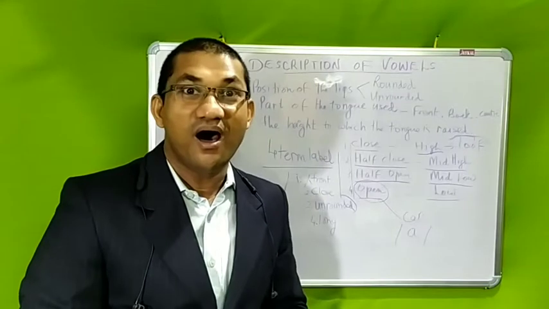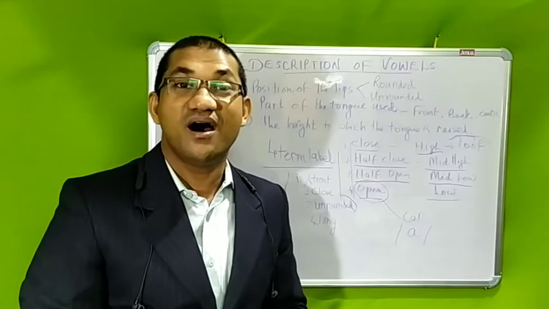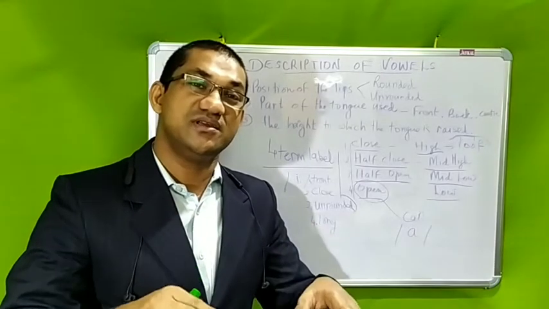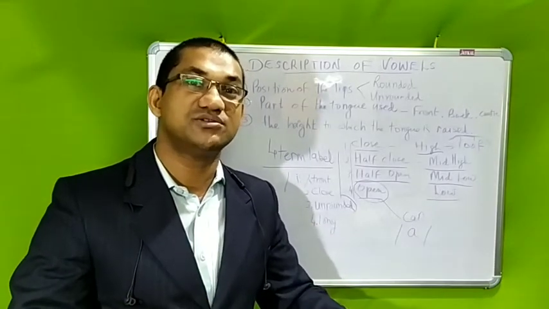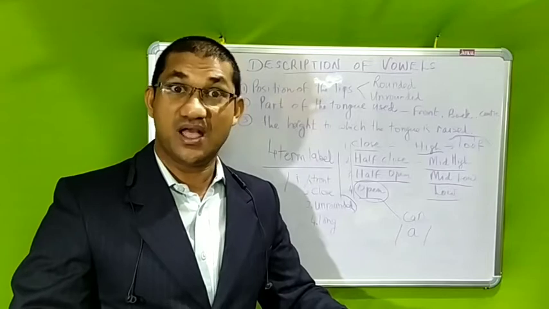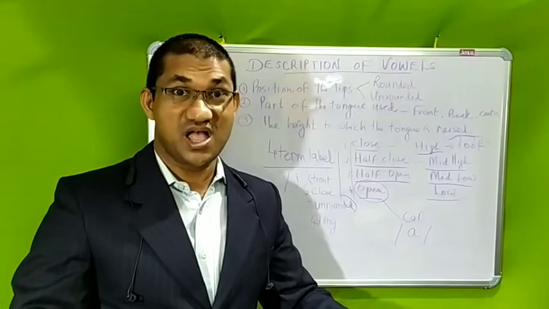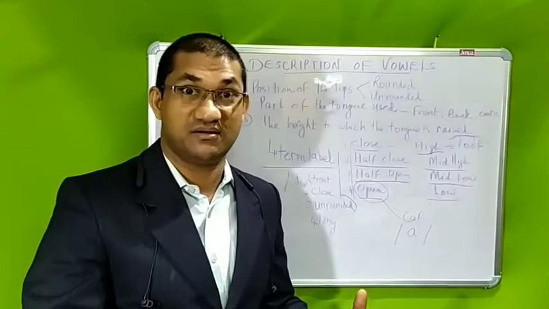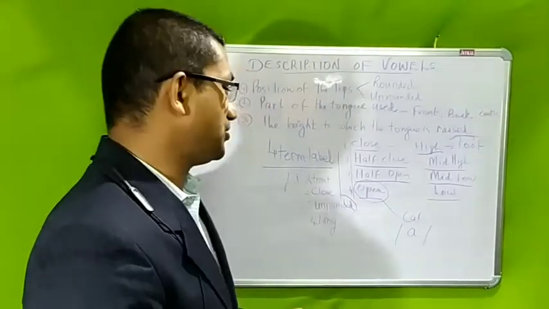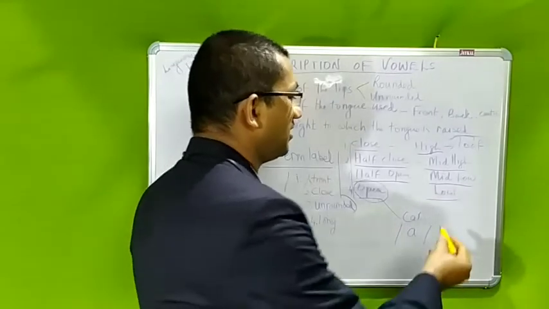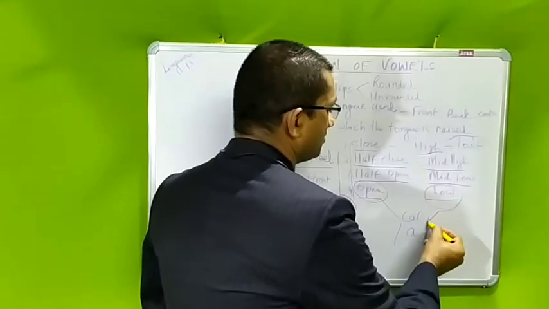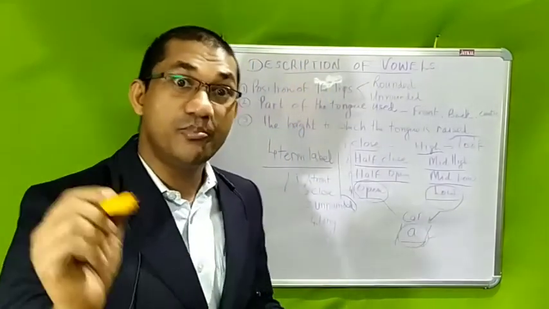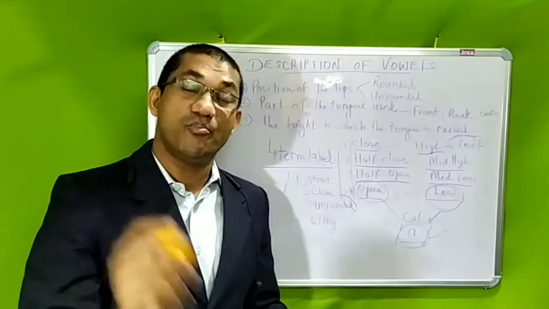So when we say "ah", what happens is the tongue is at the extreme bottom of the mouth cavity. We are not lifting it. The tongue is at a very low position, and hence we say that it is an open vowel.